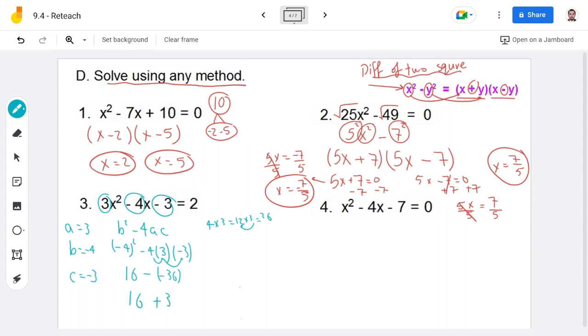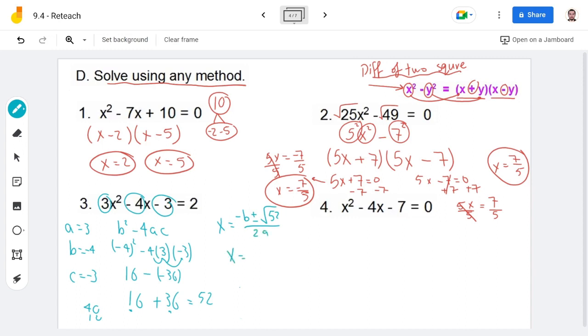So 16 plus 36, as I told you, add the numbers. 30 plus 10 is equal to 40. 40 plus 12 is equal to 52. Okay, now let's write the quadratic formula. Write it here. So x equals minus b, positive or negative square root of 52, over 2a.